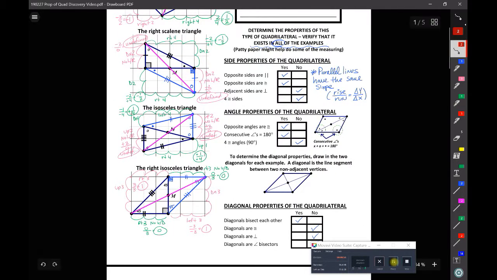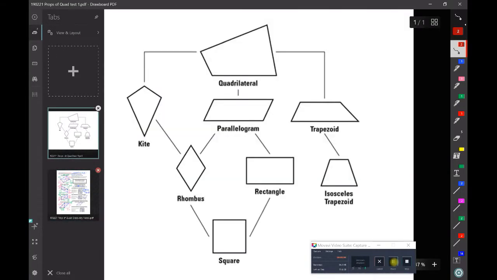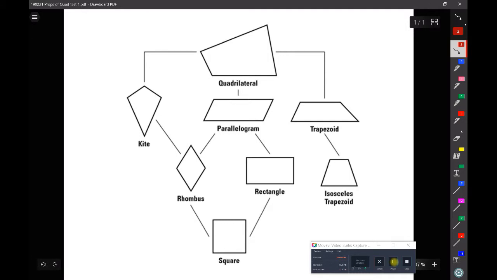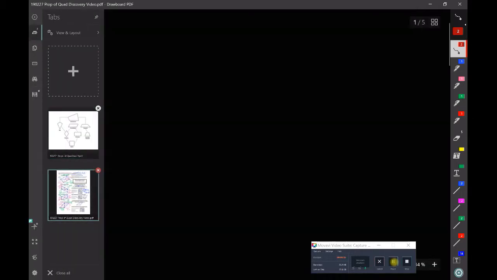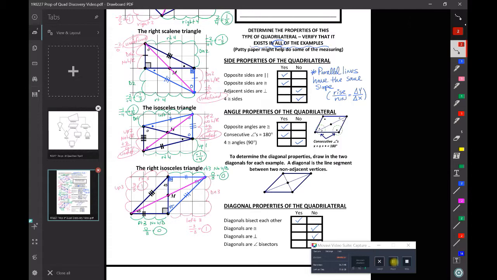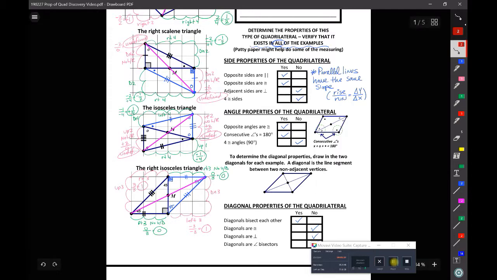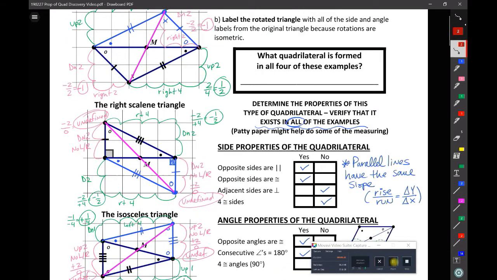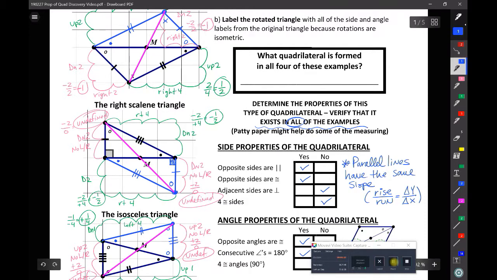And if we go back over to our little family tree over here, and I told you we were going to be talking about this parallelogram family in here. We're going to be looking at that. Obviously, this one is the father of the family tree. This is the definition of a parallelogram. That's the properties that stand out to us. So we're able to actually verify those properties now mathematically. So then for this one, we would say what quadrilateral is formed in all 4 of these examples? This is a parallelogram.